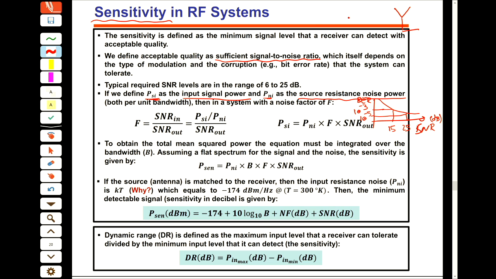can be modeled by a single resistor, and we call it RA, R of antenna. And then this is the PNI that I said, if we have an antenna. But if we have a source, I mean, if I connect a source directly to my receiver, then the internal resistance of that source is the source of the PNI. Okay?